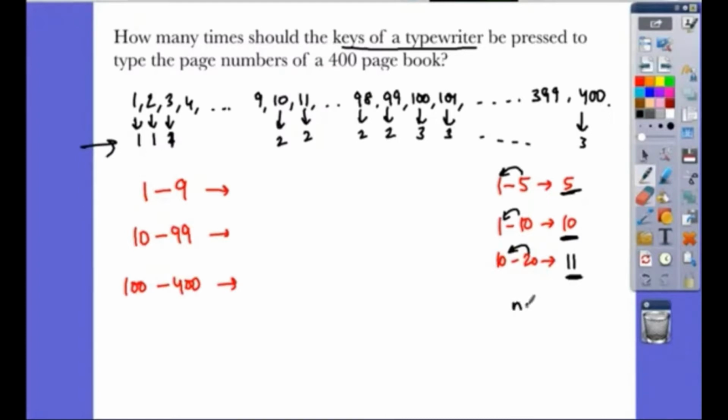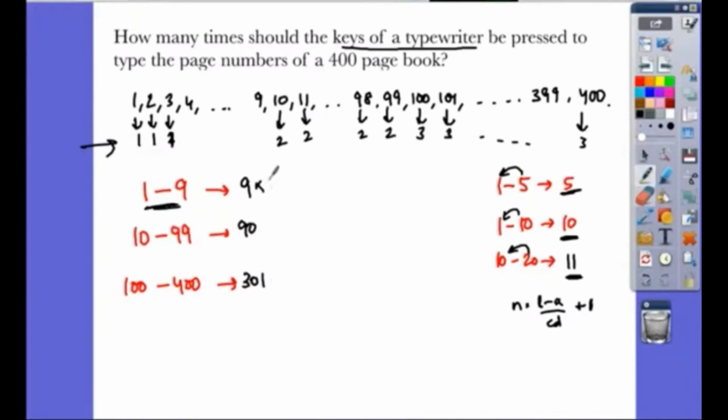Because n is equal to last term minus first term by common difference plus 1, right? That's the formula. So that plus 1 should be done when you're taking the difference. Similarly, what's the difference here? 9 minus 1 is 8, so there will be 9 numbers. 99 minus 10 is 89, so there will be 90 numbers. 400 minus 100 is 300, so there should be 301 numbers.